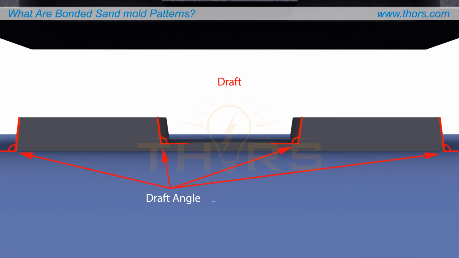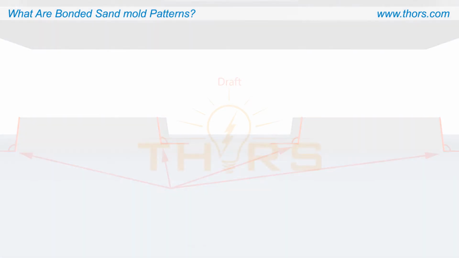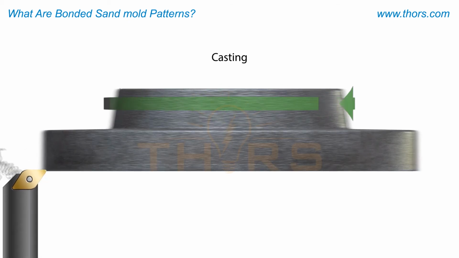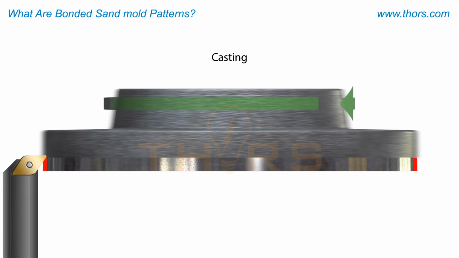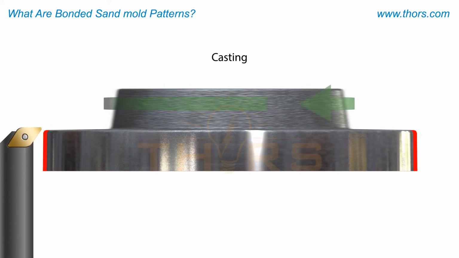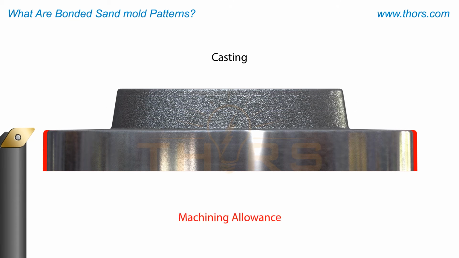The draft angle may vary from 1/2 of a degree to 3 degrees, depending on the size of pattern and molding system used. Besides being larger than the casting to accommodate shrinkage, patterns will have added dimensions that will be removed during machining operations. This extra material on the surface of patterns is called machining allowance.